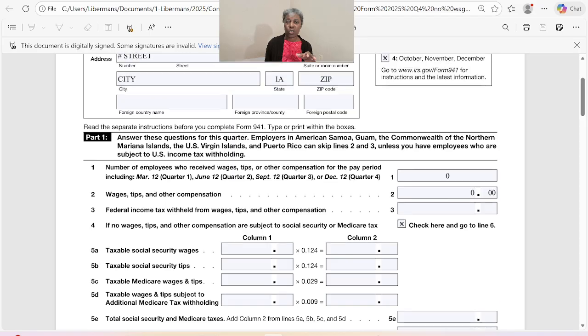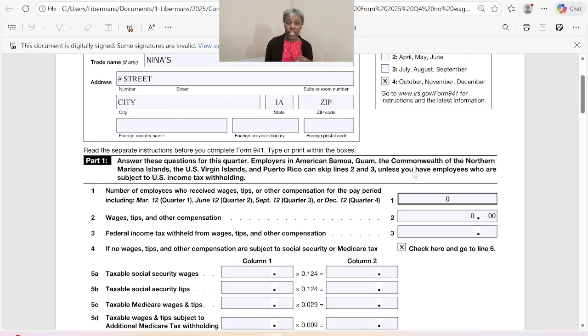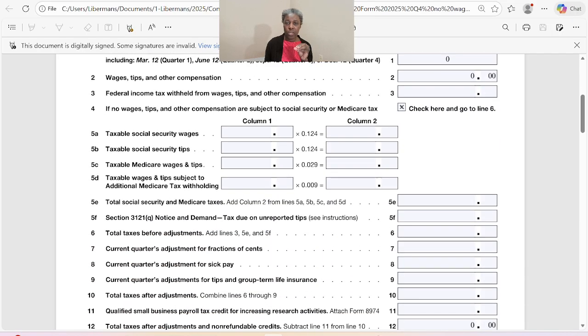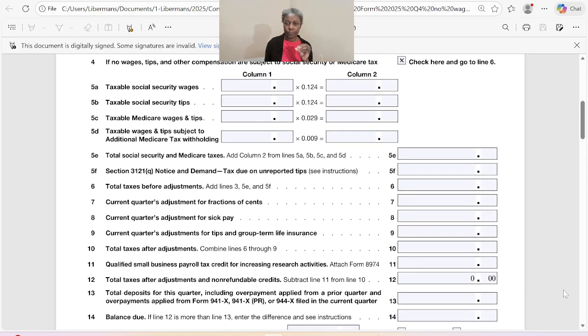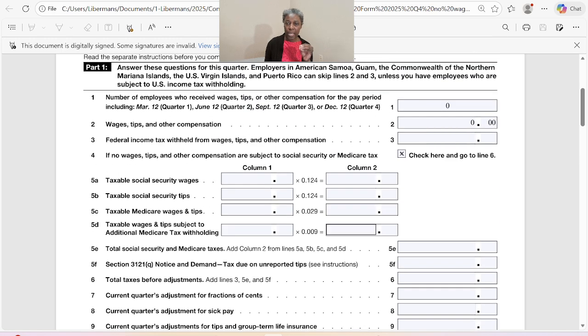Again, the information here is related to Q4, not the entire year cumulative, only Q4 data. So we assume you didn't pay anyone in Q4. Line 6 is total taxes before adjustments from line 3 and lines 5e and 5f. Because they are 0, the sum is going to be 0, so you leave line 6 blank.